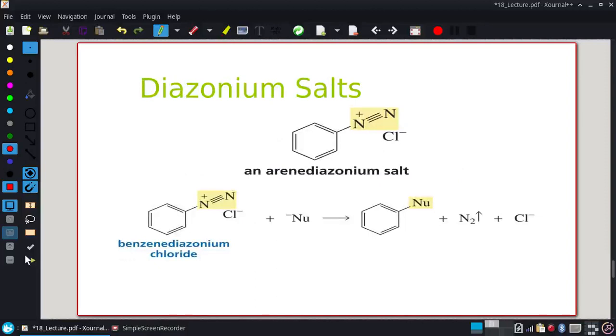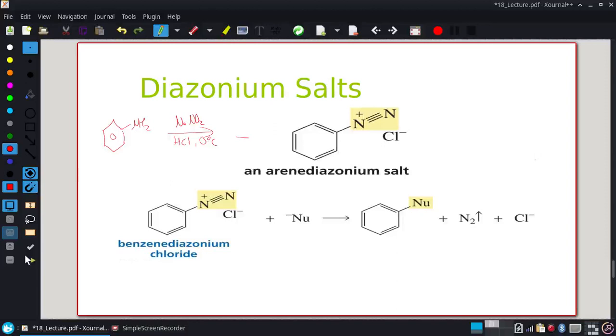Alright, next little functional group we have to deal with gives us a lot of versatility. It's the diazonium salts. Now, we can make these easy enough from aniline. And we just have to put in some sodium nitrite along with some HCl, keep it cold, and you get this nitrogen-nitrogen triple bond attached.